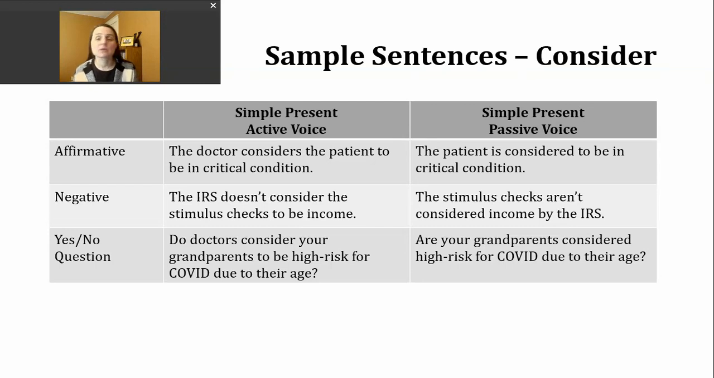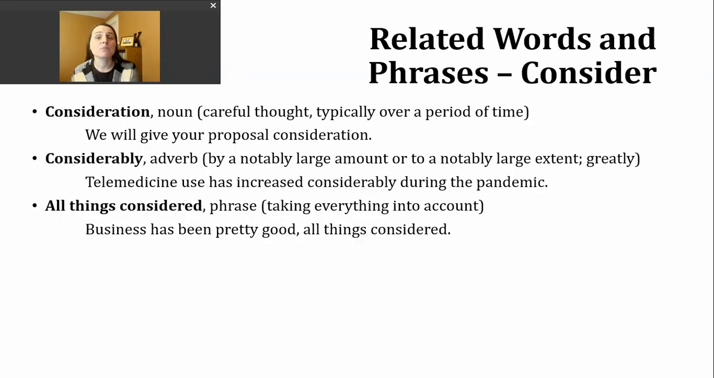Okay. And with both of those, we could say either yes, they are, no, they aren't, or in the active voice, yes, they do, or no, they don't. Now, let's take a look at some words and a phrase that is related to our verb consider. The first word we're going to look at today is the noun consideration. It can have a few different meanings. We're just going to focus on one today.